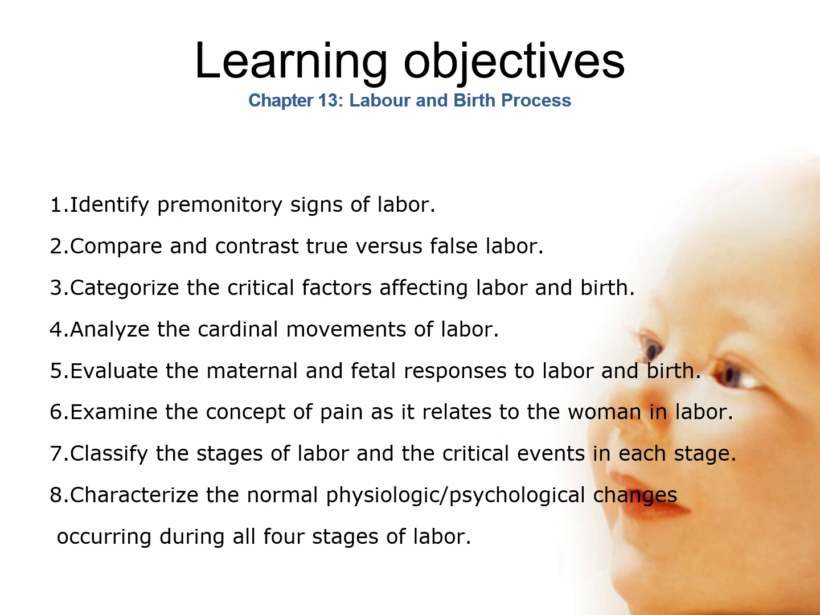Some learning objectives for this chapter include: identify premonitory signs of labor, compare and contrast true versus false labor, categorize the critical factors affecting labor and birth, analyze the cardinal movements of labor, evaluate the maternal and fetal responses to labor and birth, examine the concept of pain as it relates to the woman in labor, classify the stages of labor and the critical events in each stage, characterize normal physiologic/psychological changes occurring during all 4 stages of labor.